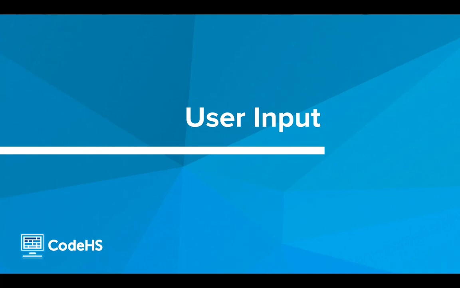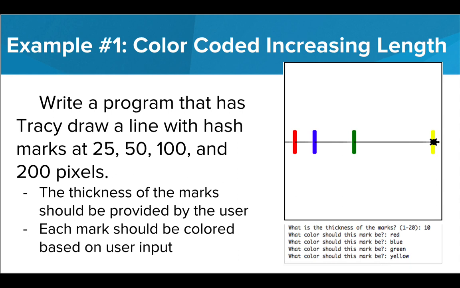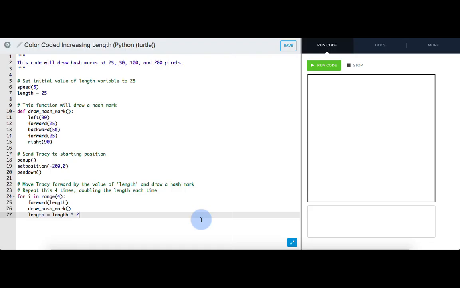Let's take a look at how we can use user input in Tracy programs. In this example, we want Tracy to draw the same line with hash marks as in the last lesson, but this time we want to ask the user for the thickness of the marks and what color each mark should be. We already have much of our code written from the last lesson, but we need to include some user input. Let's first tackle the pen size.